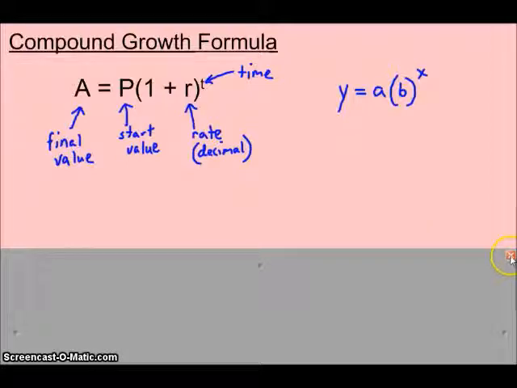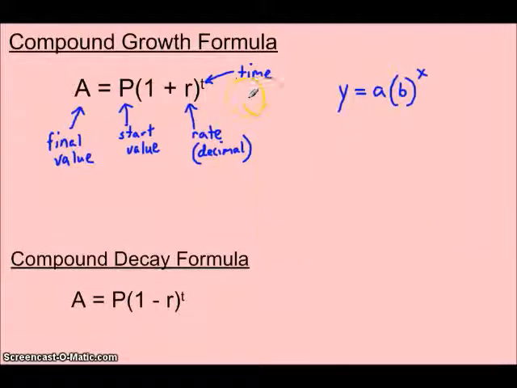Compound decay is almost the same thing. The compound decay formula is the same exact thing except it's a minus there. That minus tells you it's decay. So if it's growth, you use a plus R. If it's decay, you use a minus R. So what we're going to do is do two problems together. We're going to do one growth and one decay, and then I think that'll be good enough for you to get started on the questions.